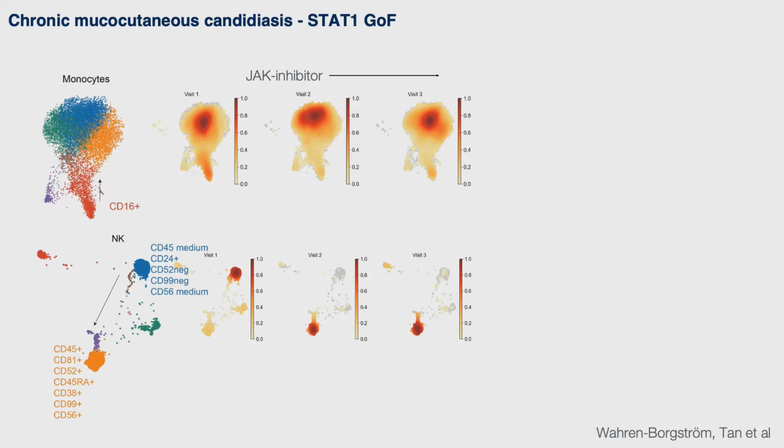But maybe a little bit less known from previous work is that there are many other immune cell compartments that are also affected by the JAK inhibitor in the STAT1 gain-of-function patient. For example, the monocyte compartment shows a large proportion of cells within this activated pro-inflammatory monocyte state, and that is silenced after treatment.